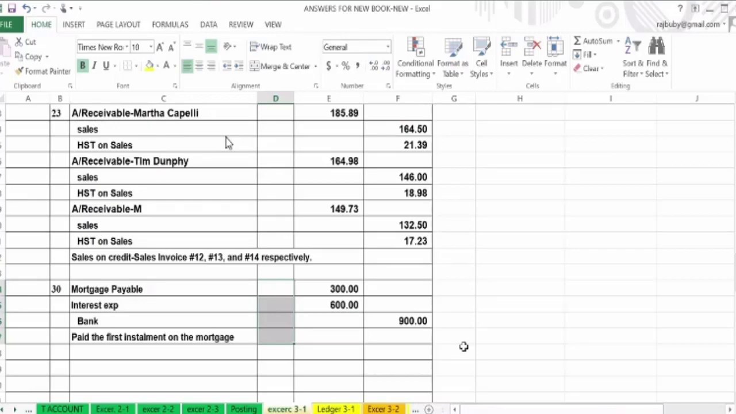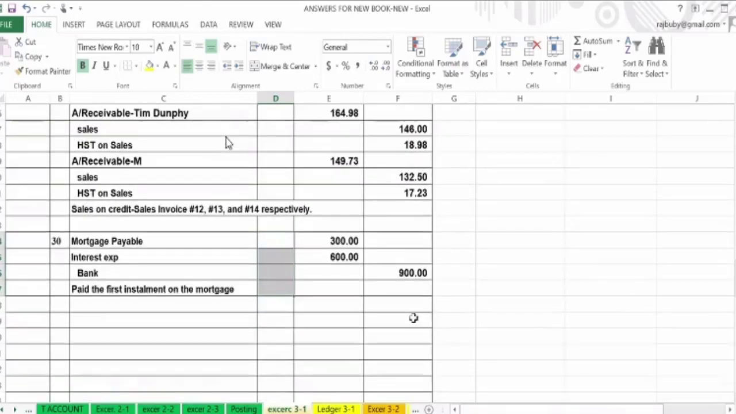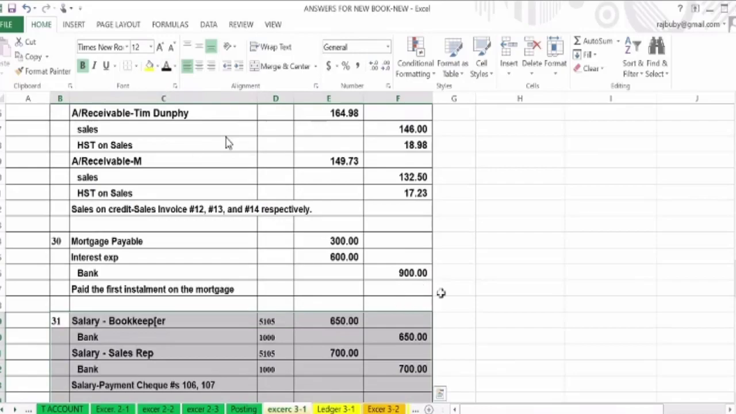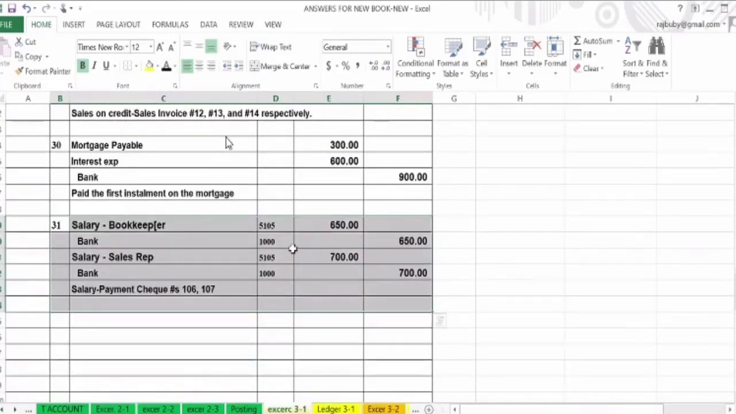October 31st. Paid salaries. Bookkeeper 650, sales representative 700. Check number 10 and 11. So once again, two debit entries, salaries expense, 650, and then another one for 700, and then the bank for 1350. That will be the credit side.